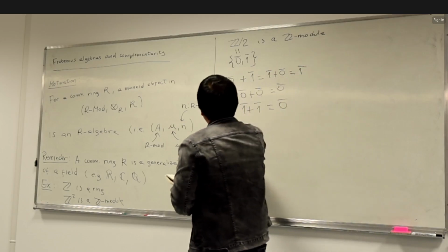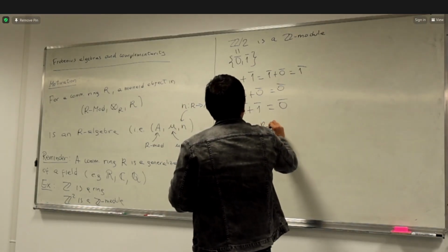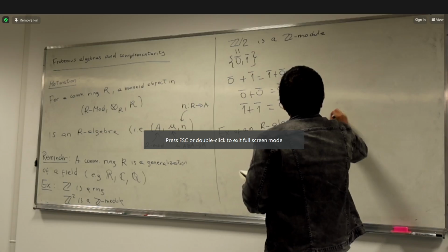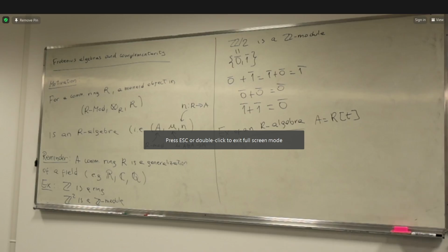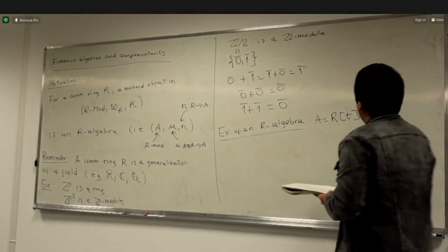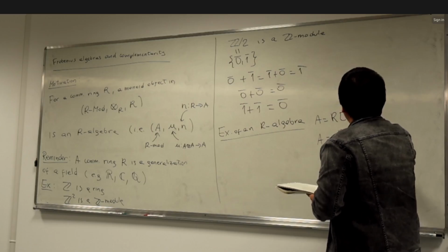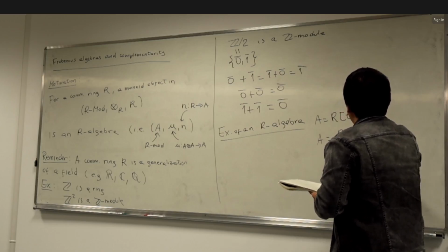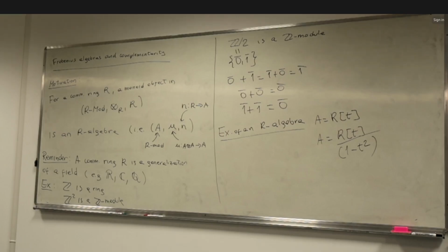For an example of an R algebra, we can give the ring of polynomials. This is an example of an infinite dimensional R algebra. Or we can give another example: truncated polynomials, which is now finite dimensional.